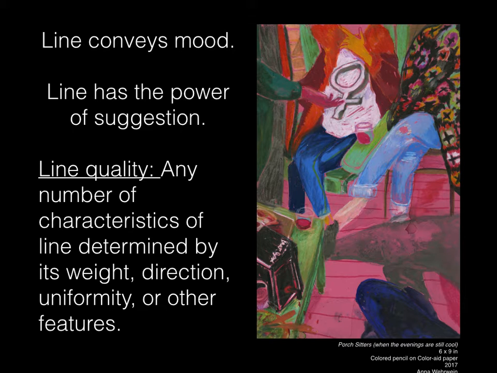All right, line conveys mood. Line has the power of suggestion. Line quality is defined as any number of characteristics of line determined by its weight, direction, uniformity, or other features. In this drawing on the right by Anna Werwein, called Porch Sitters, there are a whole bunch of figures squeezed around this little table. They're bundled up. They must be sitting on a porch outside somewhere. In the pant legs, the color almost looks watered down. In other parts, the line of the pencil is very sketchy, like in the blanket up there. And what that gives us is a feeling of a lot of energy.